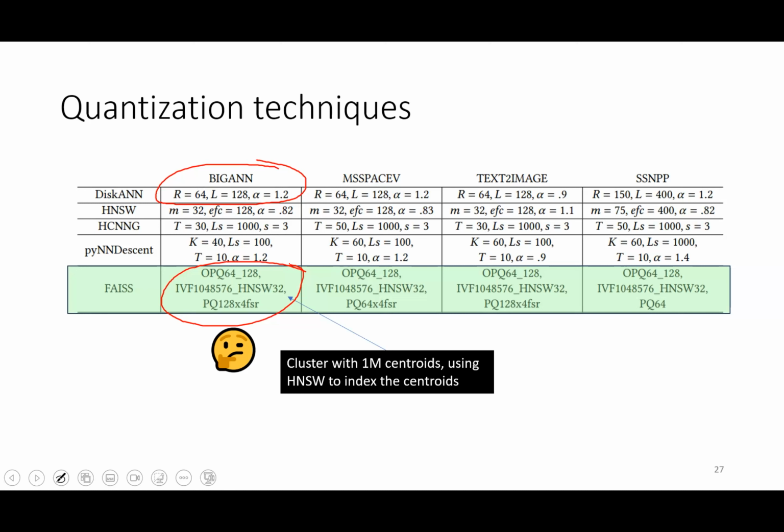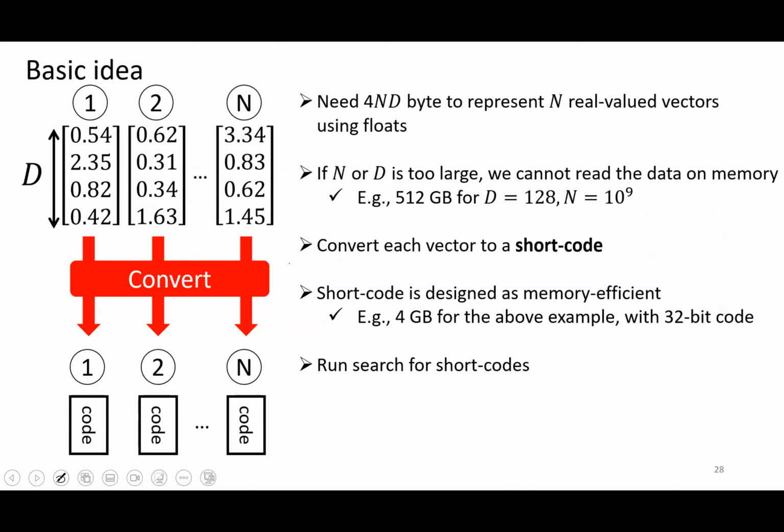It's IVF on 2 to the 20 many centroids, and you build an HNSW index on top of that. So that's the basic data structure, this IVF clustering approach that I explained to you. But they do something before, and they do something after this, and it's really important to do these things. So let me try to explain what's going on here.